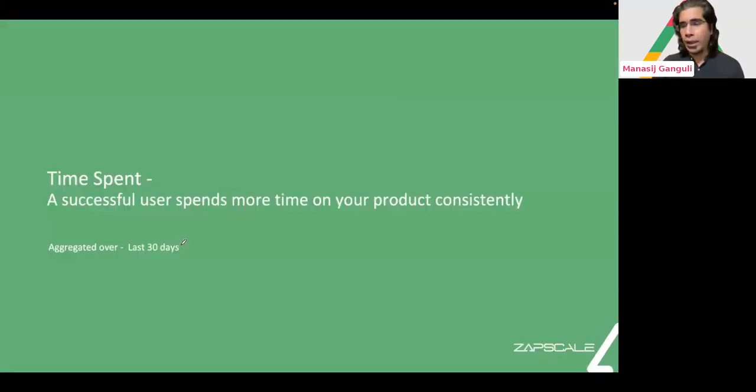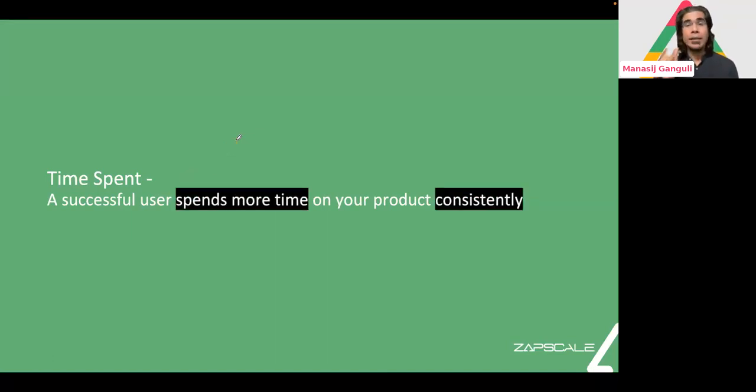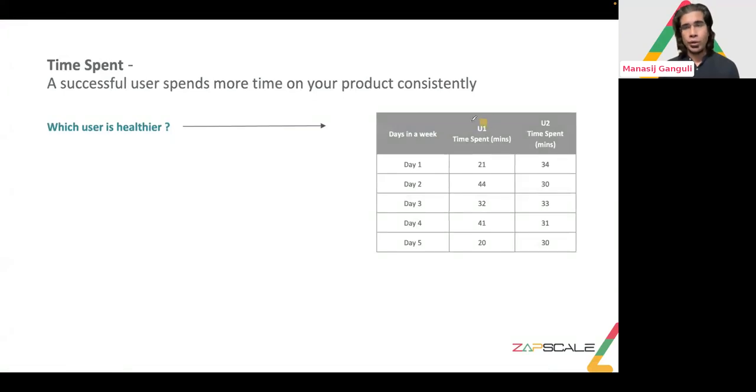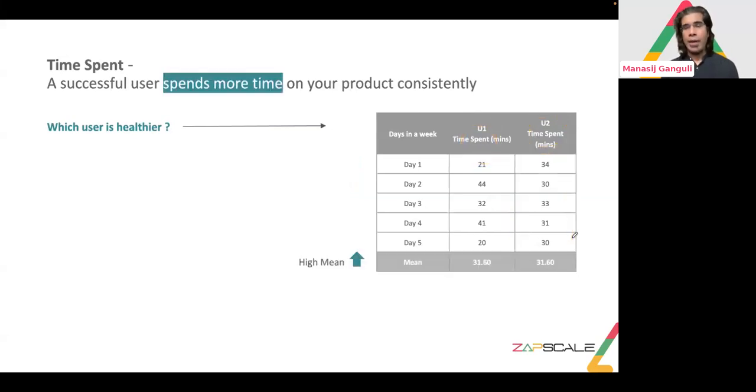And here I'm going to make an assessment, a KPI. The most important postulate is that a time spent KPI should say that a successful user spends more time on your product consistently. So there are two keywords: spends more time and spends it consistently. And let's unpack this with an example. Imagine you have two users, user 1 and user 2. And these two users over the last 5 days have spent this many minutes on your product. They both average exactly 31.6 minutes on your product.